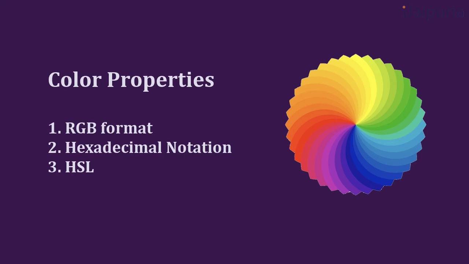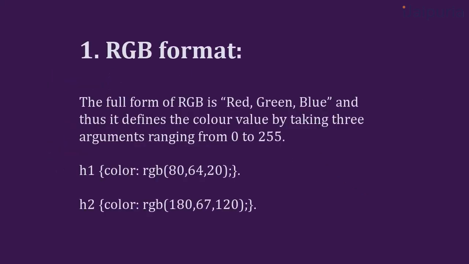So this looks like, as you can see on your screen, H1 with a color property, that is RGB format, 80, 64 and 20. Now what color is this going to form, we can only see when we implement this. Okay, so this is one of the methods.